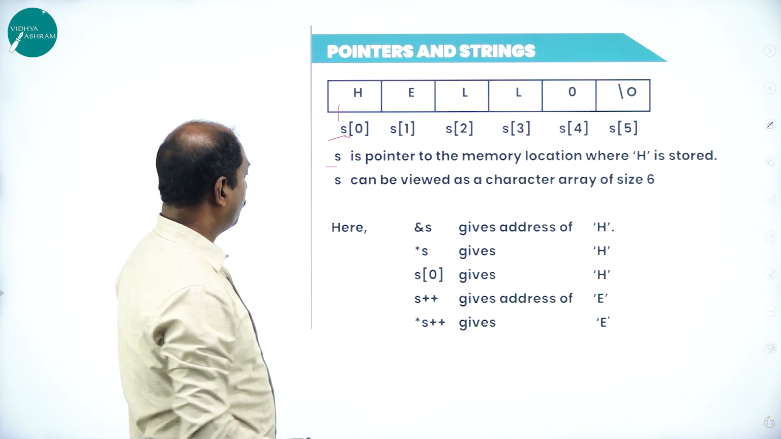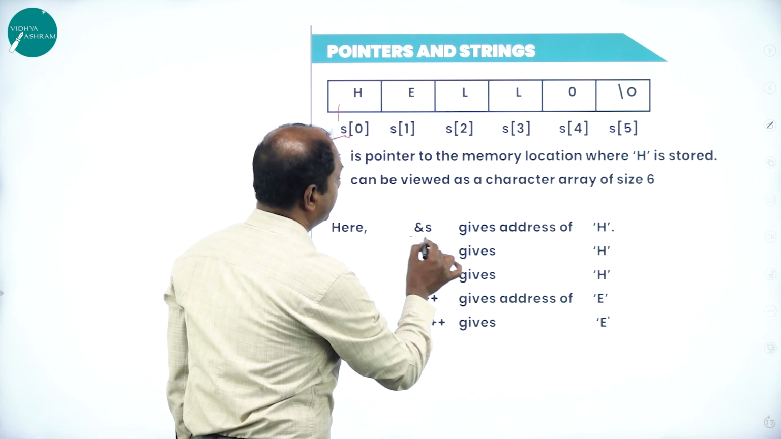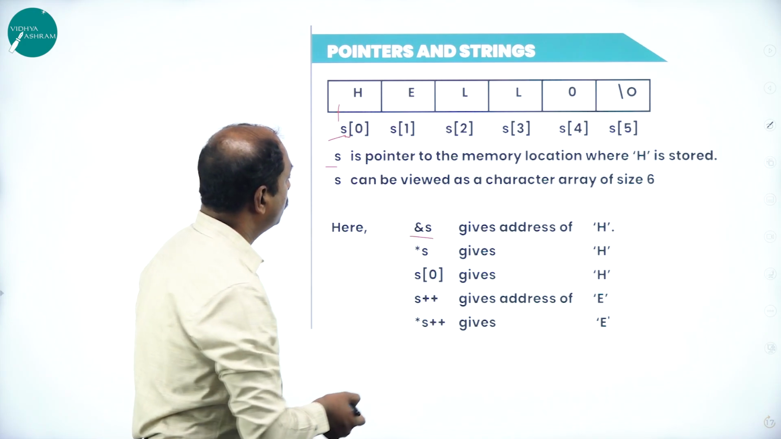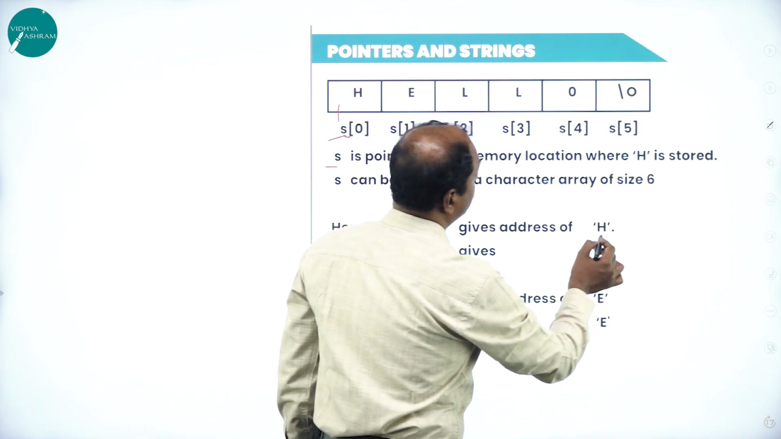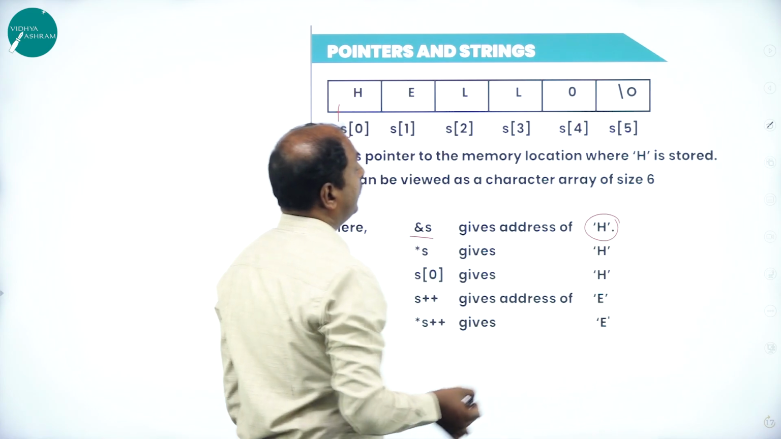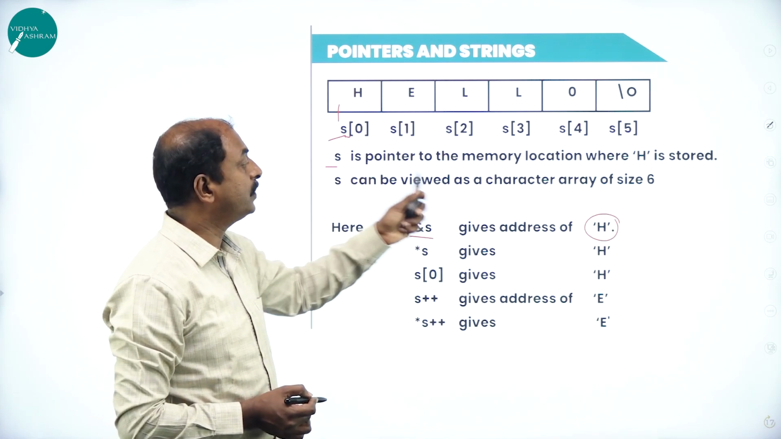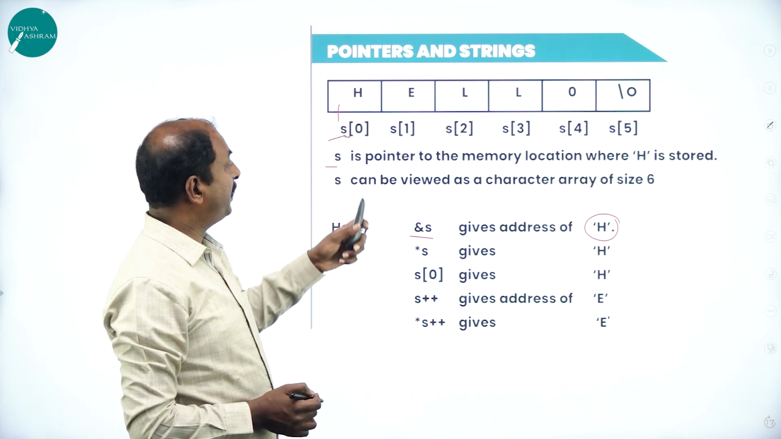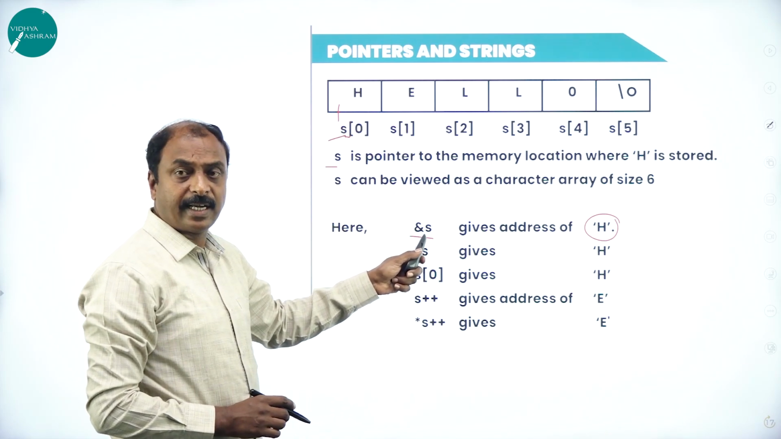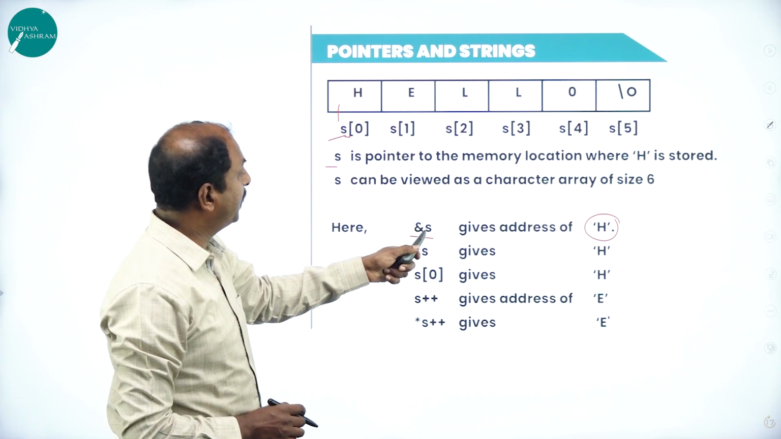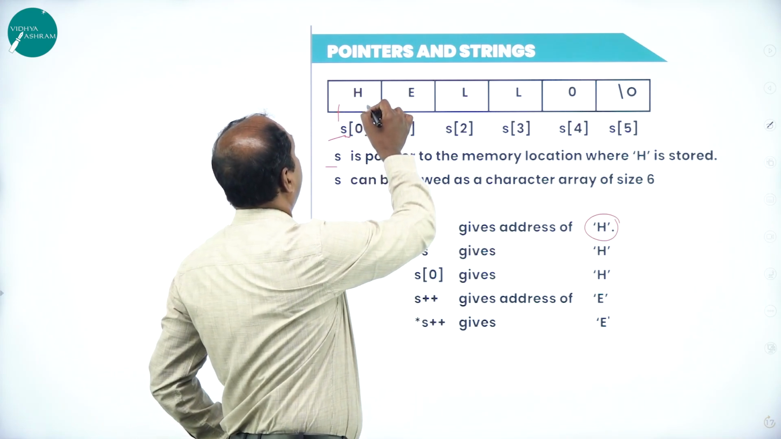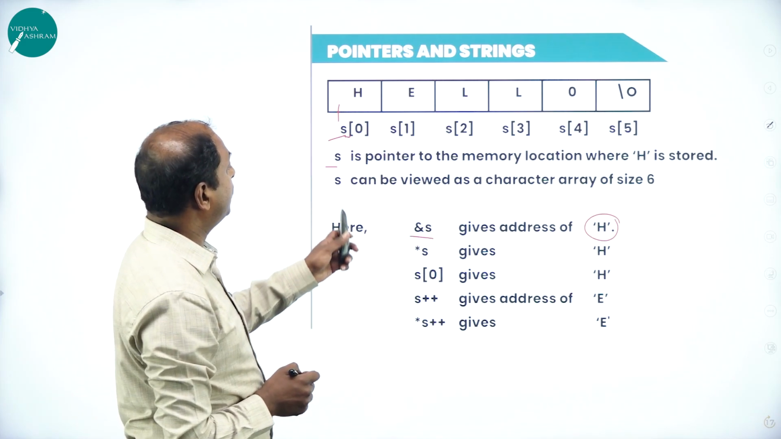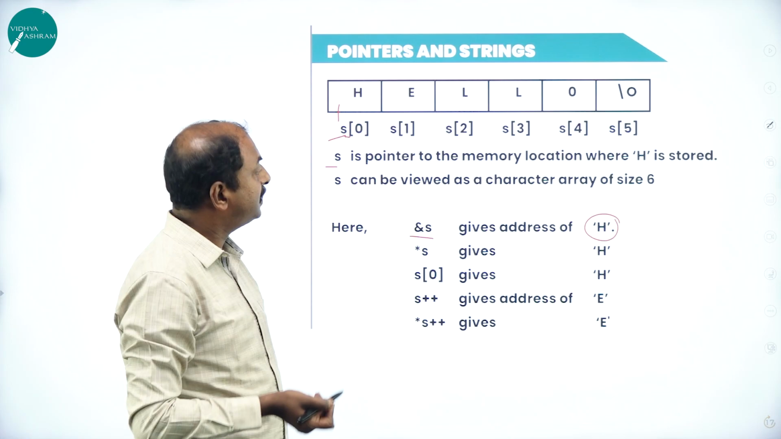Look at the example now. Here ampersand S, what does the ampersand stand for? It is the address of operator. So &S gives the address of the variable at index S[0], that is H. If I say &S, it gives the address of H, the first index of the array. That is what you have seen in our previous slide.